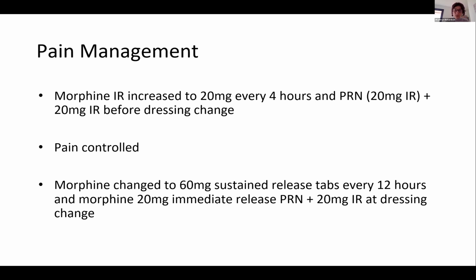So he would have 60 milligrams of sustained release morphine every 12 hours, but we kept the PRN as immediate release. The PRN is always immediate release. We don't use sustained release for PRN. And we kept the 20 milligrams immediate release before the dressing change as well.